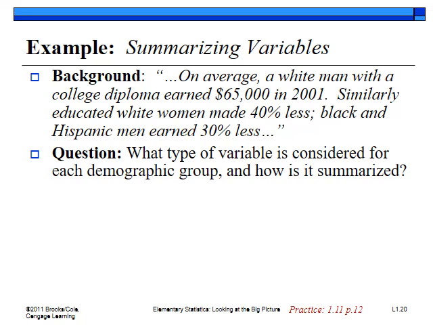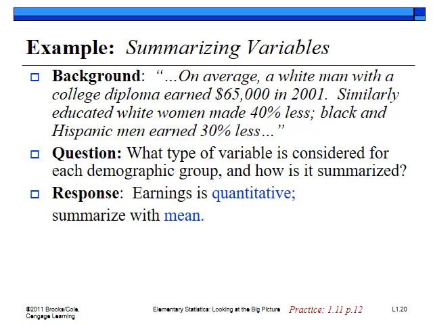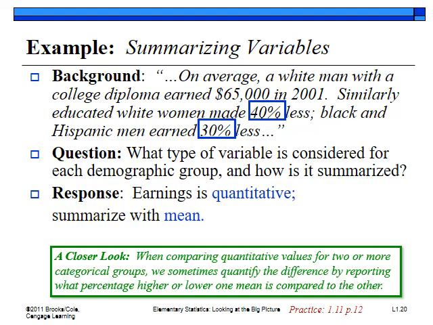Here, we're really looking at a relationship between two variables. The explanatory variable is the demographic variable. The response variable is the earnings. Earnings is a quantitative variable, and it's reported as a mean. We have three different demographic groups, but only one mean is being reported. That's the $65,000 for white men. When we're looking at several different groups, we'll sometimes see reported a percentage above or below a reference value. In this case, the reference value is $65,000.